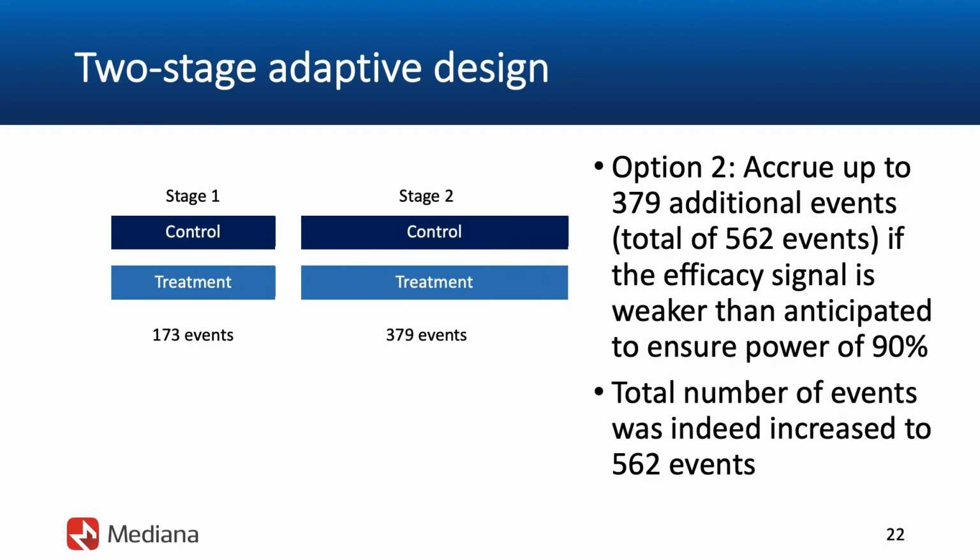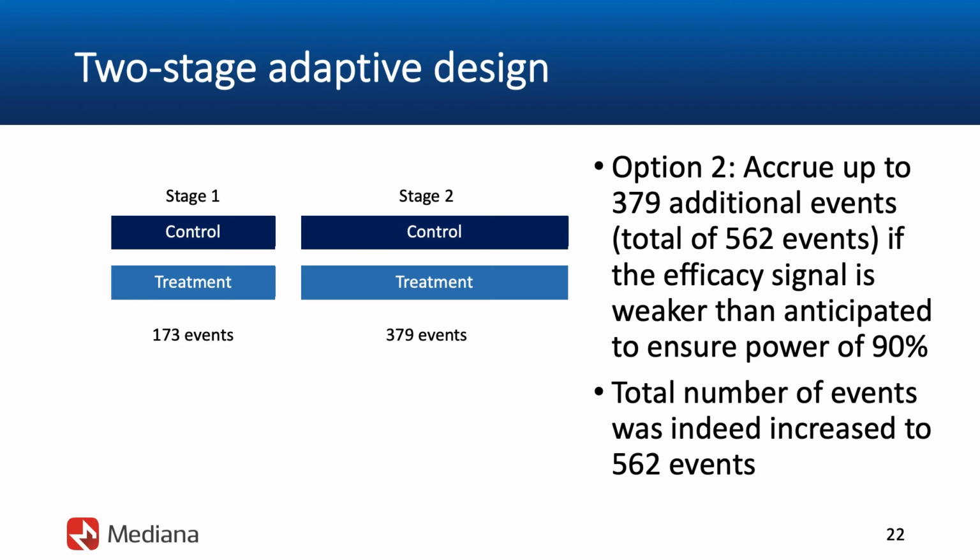Another option, and this is what actually happened in the VALOR trial because the efficacy signal turned out to be weaker than anticipated, would be to accrue up to 379 additional events to the total of 572 events if conditional power was indeed lower than 90%. In the VALOR trial, conditional power level turned out to be sufficiently low, and the sponsor decided to go all the way to the predefined cap.